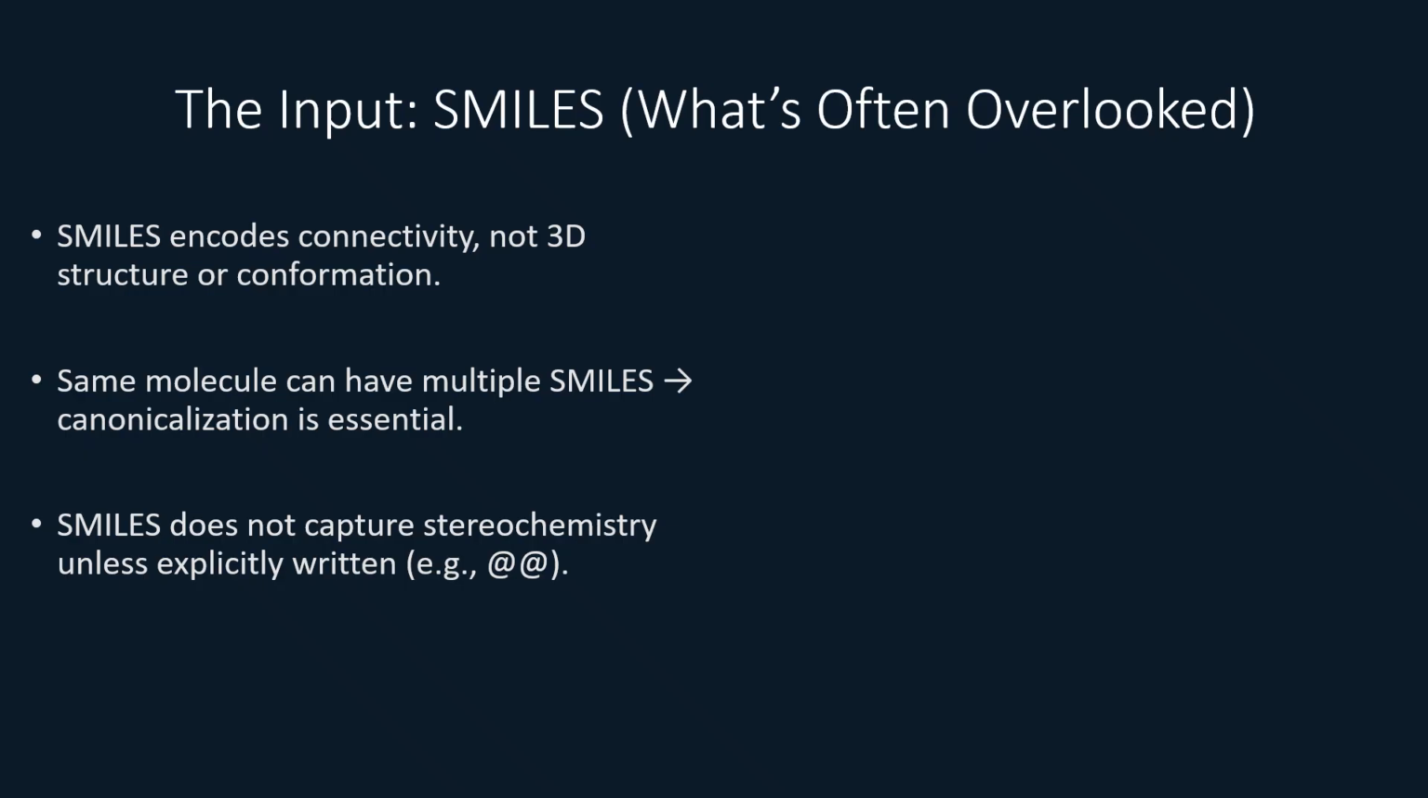Stereochemistry is also not included by default. Only isomeric SMILES using symbols like @ or @@ explicitly encode configuration. And even then, they still do not capture 3D conformation or environment. So this text string becomes the starting point for modeling. But chemically, it's a simplified two-dimensional representation.